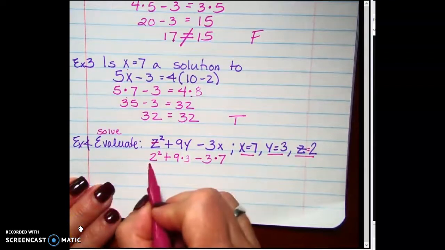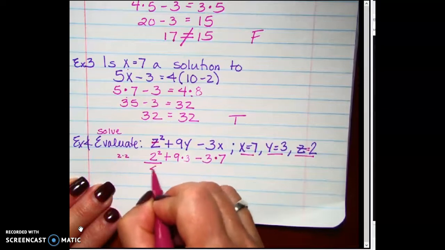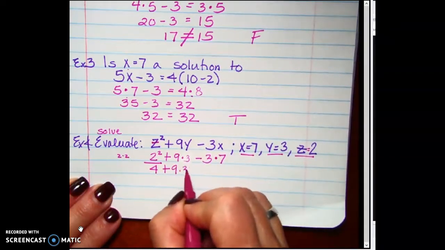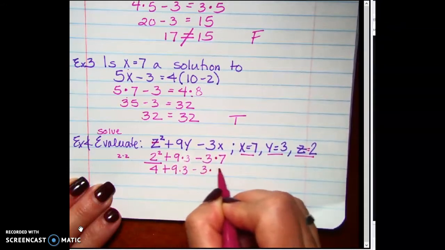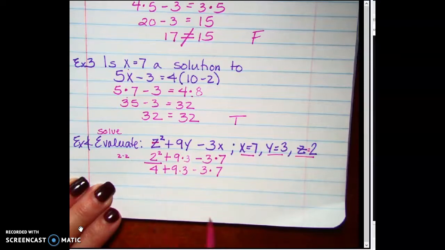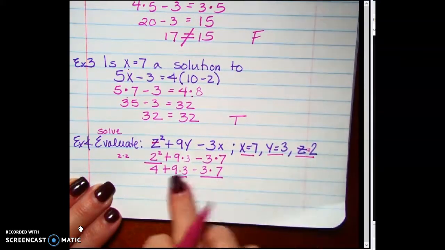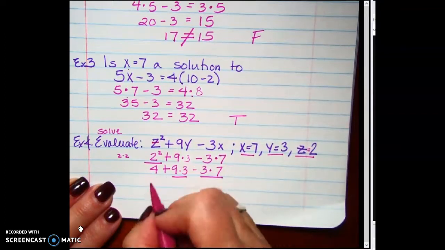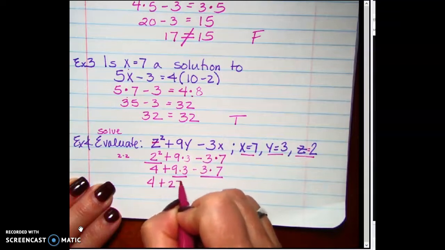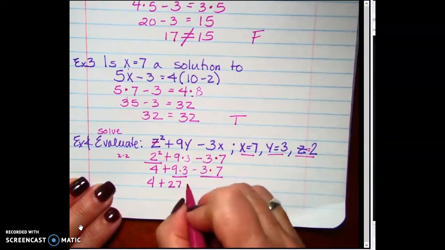So PEMDAS tells me to do my exponent, which means 2 times 2, which is 4, plus 9 times 3 minus 3 times 7. Did I make sure I do those right? Absolutely. So now I do multiply. Now I have 2 multiplication, so I can do those at the same time. 4 plus 9 times 3 is 27. Well, not at the same time, but in the same linear fashion.